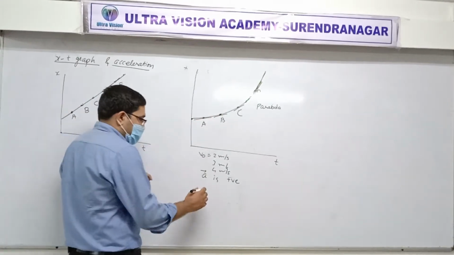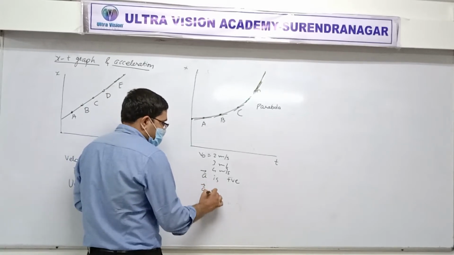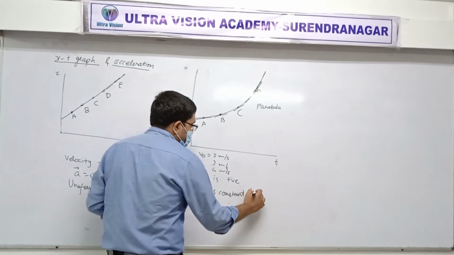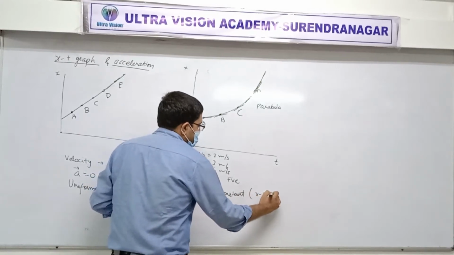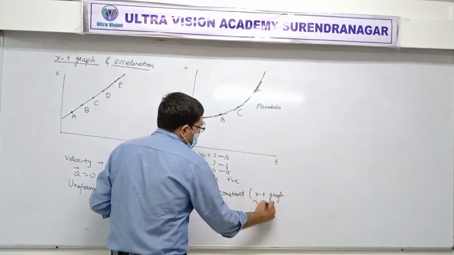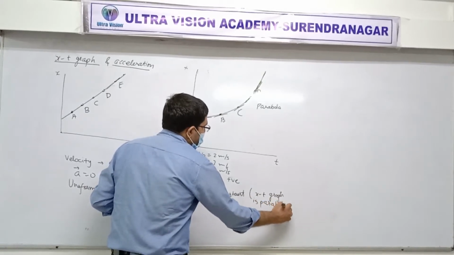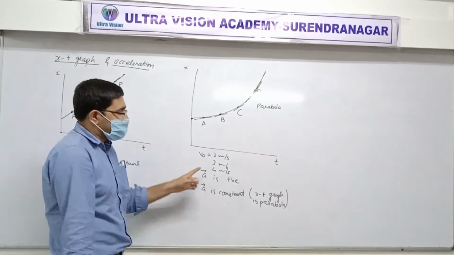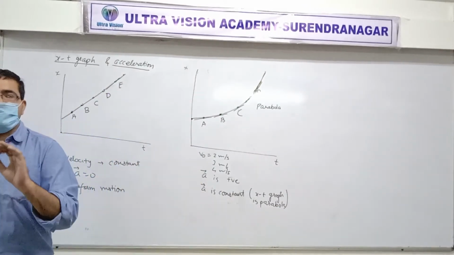Now, because it is a parabola, acceleration is constant. That is a feature of the x-t graph. Whenever the x-t graph is a parabola, the acceleration will be a constant. The acceleration is positive, but acceleration is constant. So whatever it is, it will remain fixed.